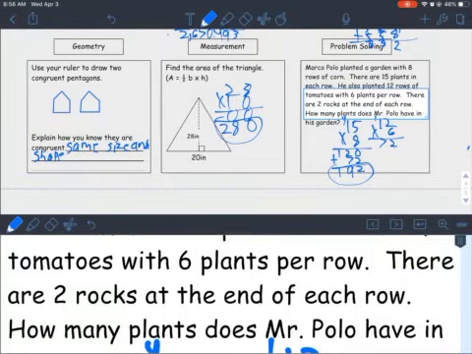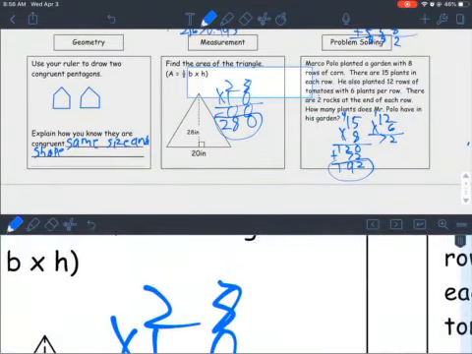192. 192 plants. Yes. Good job, Jerome. Sign your name. I did it, guys. It's a lot of plants.